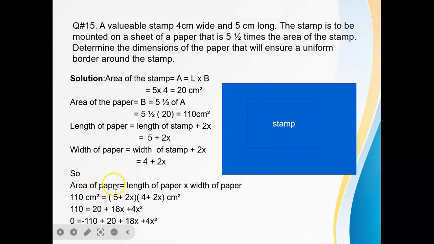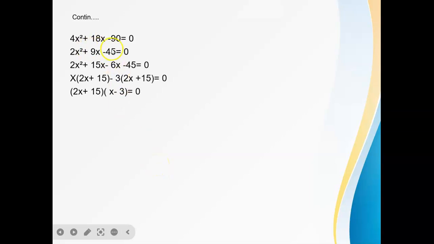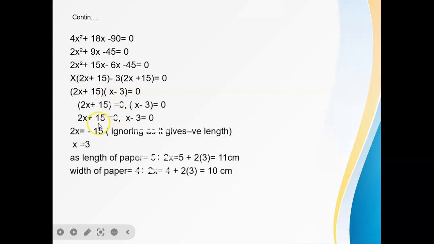So therefore, area of the paper is equal to length of the paper multiplied by width of the paper. Area of the paper we have already found as 110, and length multiplied by width you have multiplied using simple mathematical calculations, and hence we have got a simple quadratic equation, which you can solve by the simple middle term breaking process, and we have got two factors as 2x plus 15 and x minus 3. We will equate them to 0 and will ignore the negative length because length is always positive. Therefore, x minus 3 equals 0 will result in x is equal to 3.